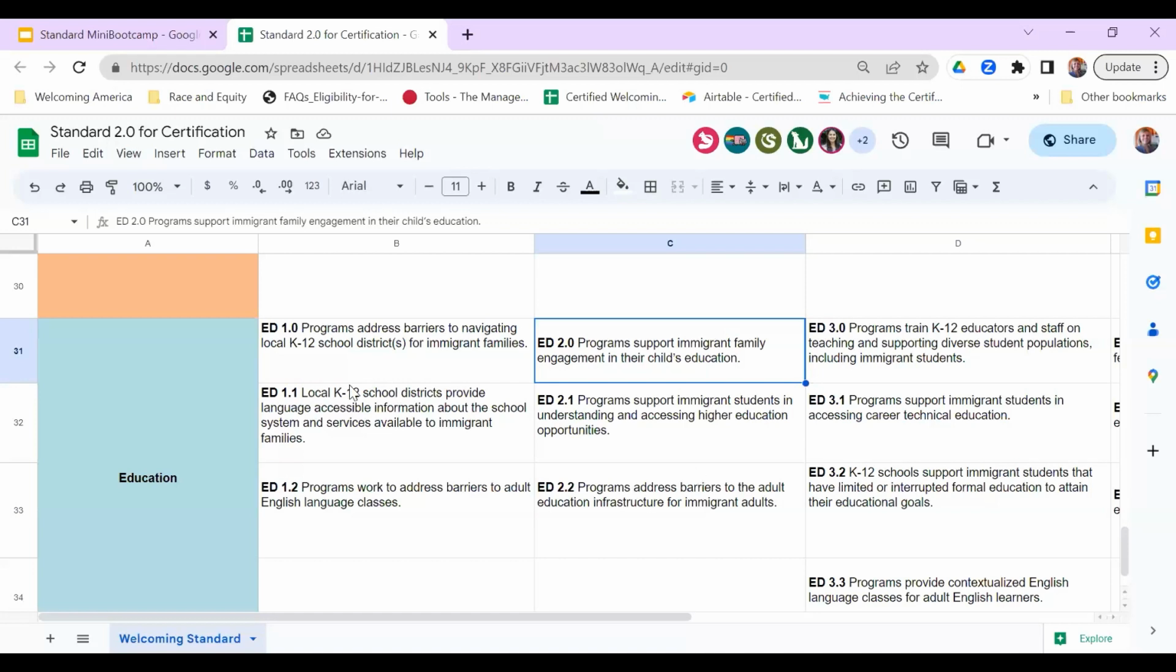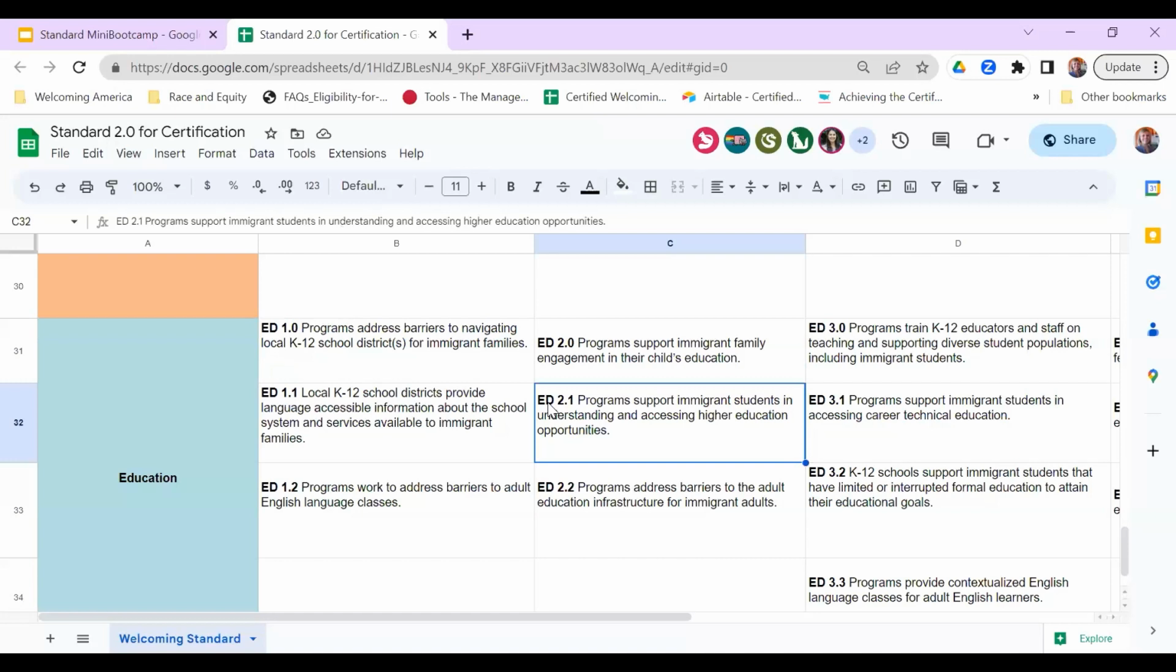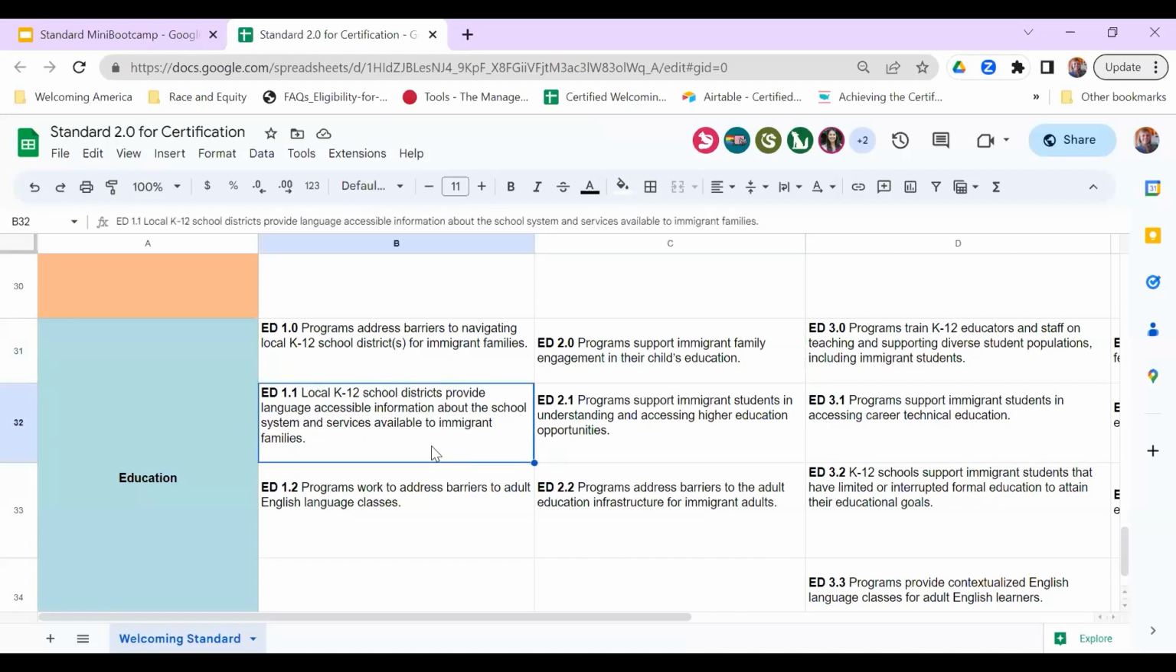I want to mention here, I didn't include this in that language slide, and I realize now that I should have. We have programs here, and then local K-12 school districts, right? So there's a bit of a shift here in thinking about who is providing that service, right? So this one here for 2.0, supporting immigrant family engagement, that could actually be from a nonprofit community partner. It does not have to be from the school district, but here for your 1.1, local K-12 school districts provide language accessible information. That one, the requirement is on the school district. They're mandated by federal law to be providing language access. And of course, lots of things are mandated by federal law, and it doesn't mean that they're always done in good practice, but just recognizing that little tiny shift in language and thinking about how you might think about fulfilling this criteria. So just wanted to take a pause there.